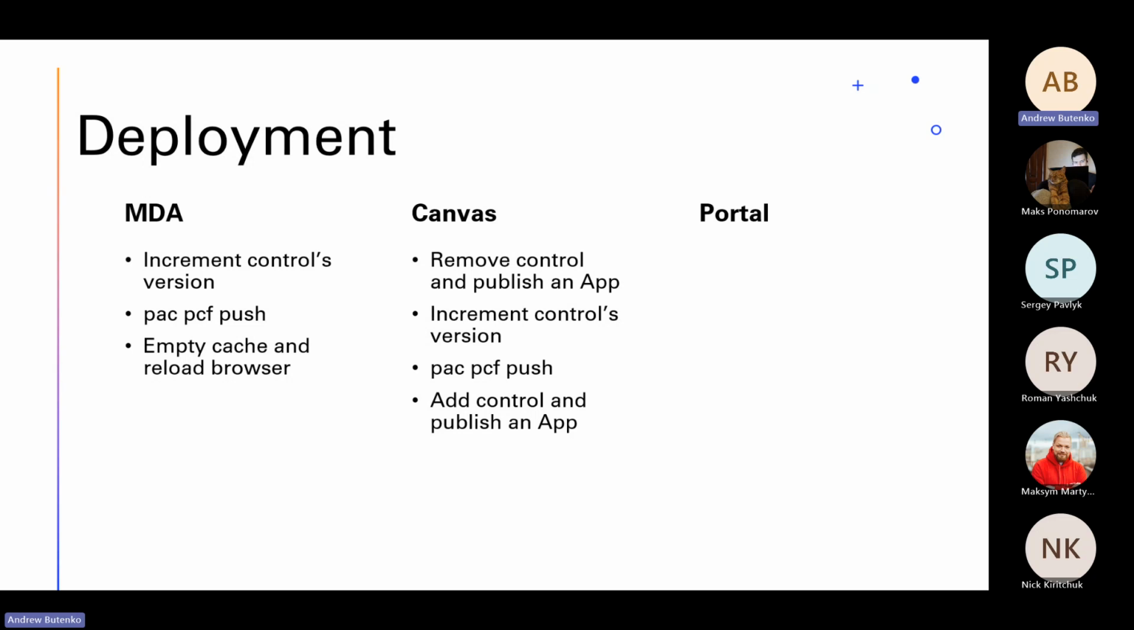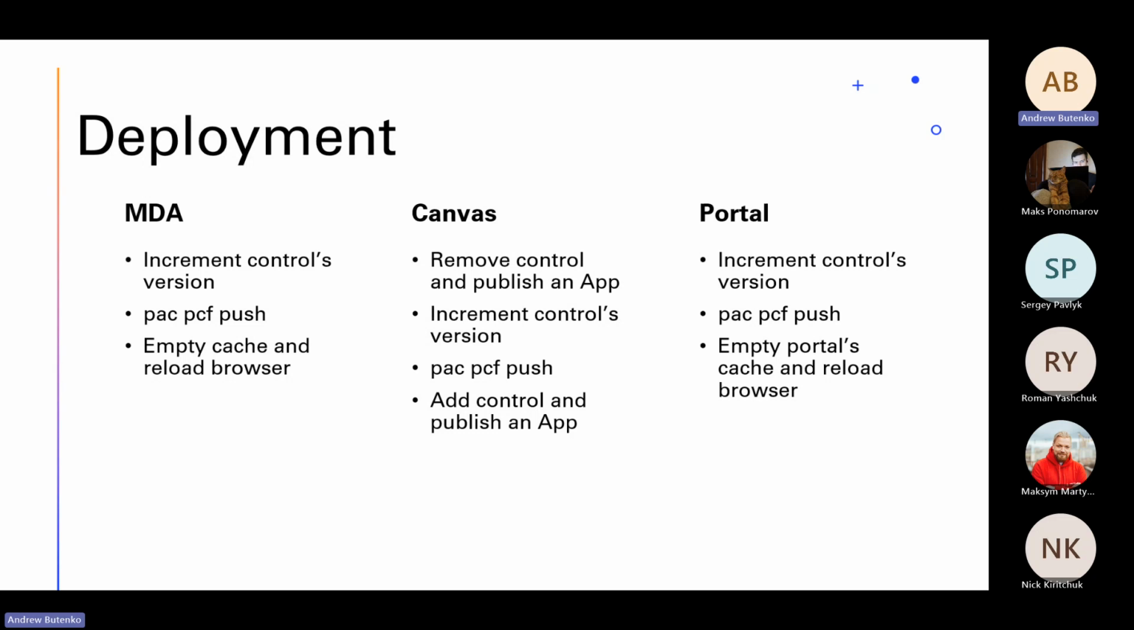The very last one, and that is a little bit easier comparing to Canvas: Portal. The same thing: increment control's version, PCF push, and empty Portal's cache and reload the browser. So pretty much the same how you see it inside model-driven app. I don't know why Microsoft has these additional steps specifically for Canvas apps, but that's what we have.